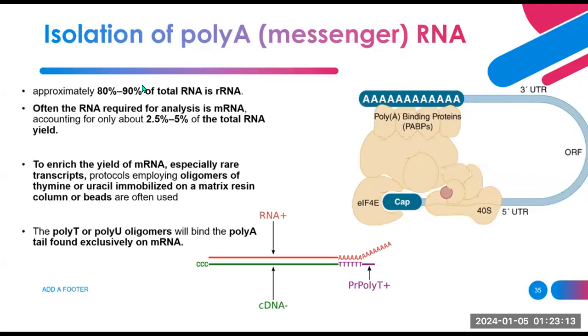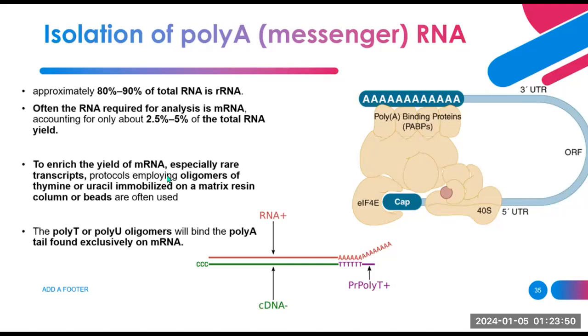As mentioned earlier, approximately 80 to 90% of the total RNA comprises rRNA or ribosomal RNA. In many cases, the RNA needed for analysis is messenger RNA, constituting only around 2.5 to 5% of the overall RNA yield. And the majority of the RNA originates from highly expressed genes, with rare or single copy mRNA representing a minimal portion of the total RNA population of isolation.